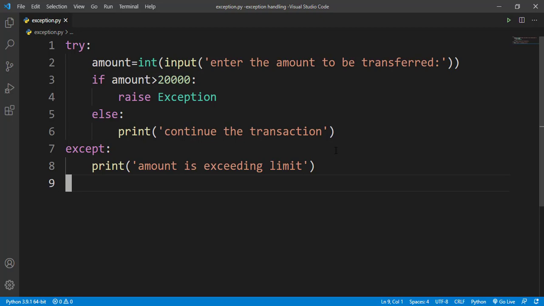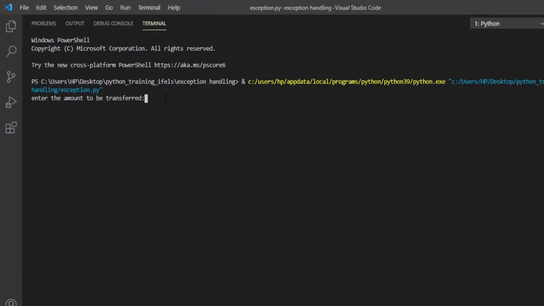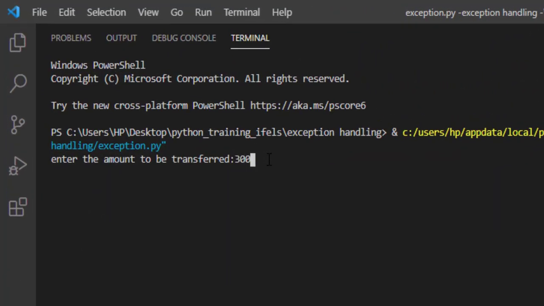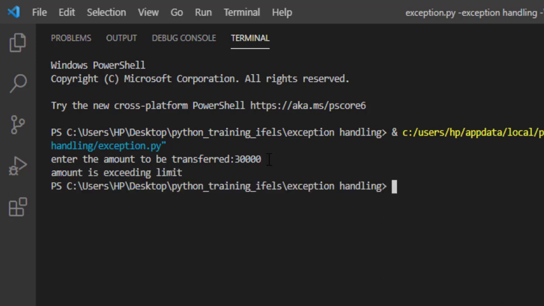So we are checking if the amount is greater than 20,000, I am raising an exception explicitly. Let's run this and check. Enter the amount to be transferred. So I'll enter 30,000 here. So what should happen? An exception should be raised. Let's check whether it works. Yes, it is working. It is throwing an exception that amount is exceeding limit.